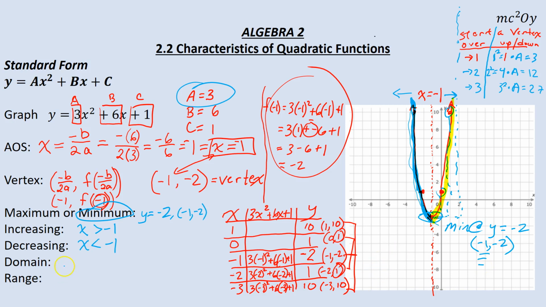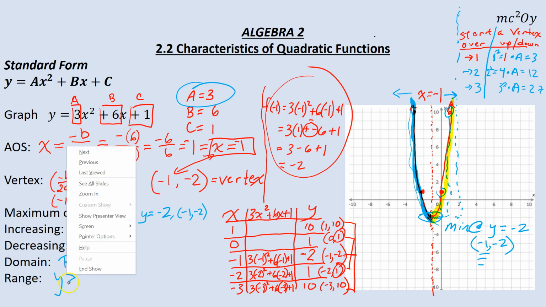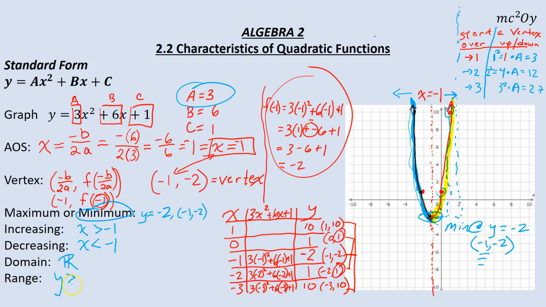All right. Your domain in this case, x is expanding forever. It's all real numbers. Your range is y is greater than or equal to the y value of your vertex, -2. That should be greater than or equal to -2. It's going upward from there. It's going up and to the right and left. It's not going down. So going up on y, going left and right on x, we're good.